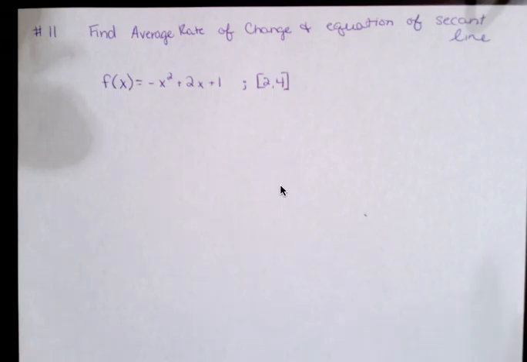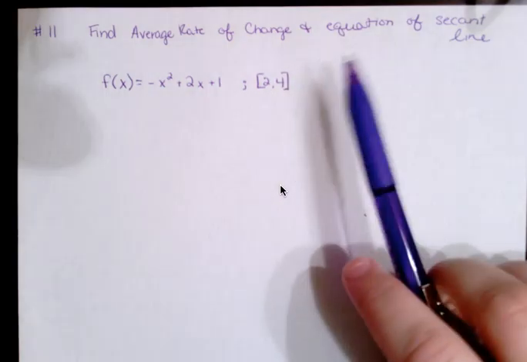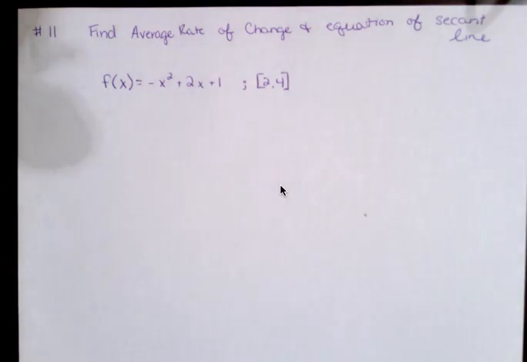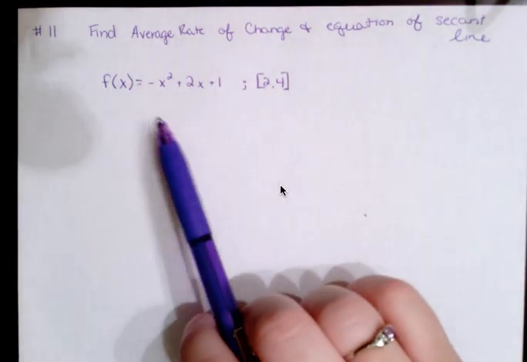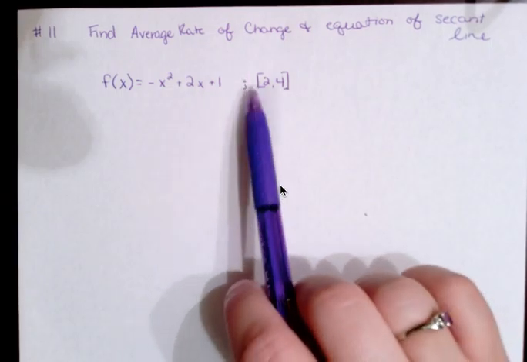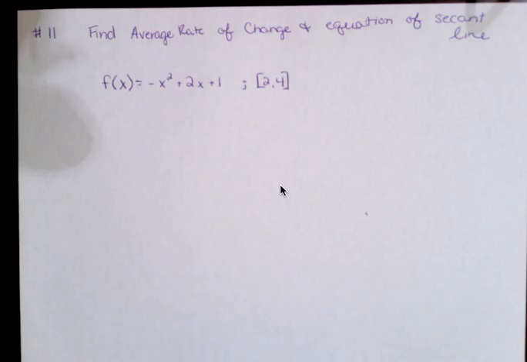This is number 11 on your 4.1 through 4.3 quiz review. It's dealing with finding the average change and then the equation of the secant line that goes through the 2 points. So your function is f of x equals negative x squared plus 2x plus 1. So remember, the average rate of change is just the slope between 2 points. It's the slope of the secant line between those 2 points.